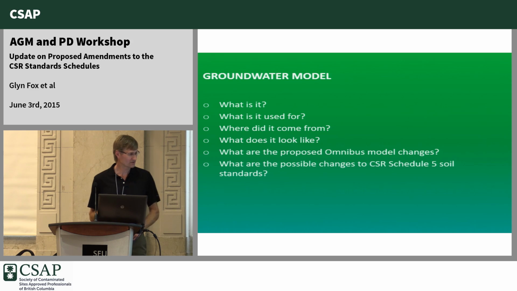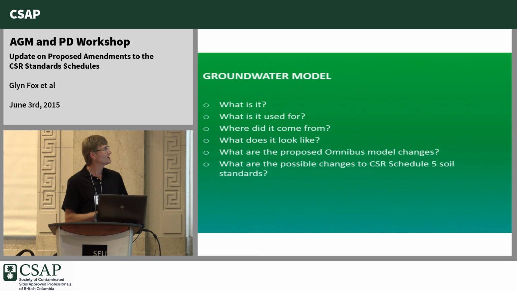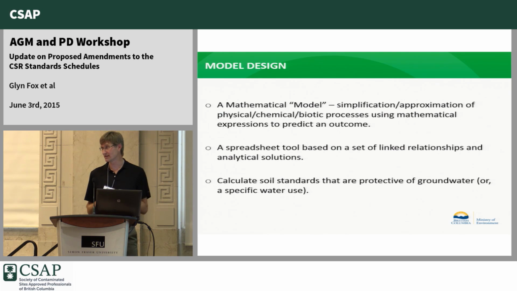So what is it? How is this thing set up? Well, it's a model, so we try to simplify things. We've got physical processes, chemical processes, attenuation processes, transport processes, fate. So we're trying to lump a bunch of items into a model. But what we want to put forward here is that this is a simplification, an approximation. So it is just a model. We've got a spreadsheet set up with a couple of components, and they're all linked together. Essentially, at the end of the day, we're going to calculate soil standards that are deemed protective of water uses.